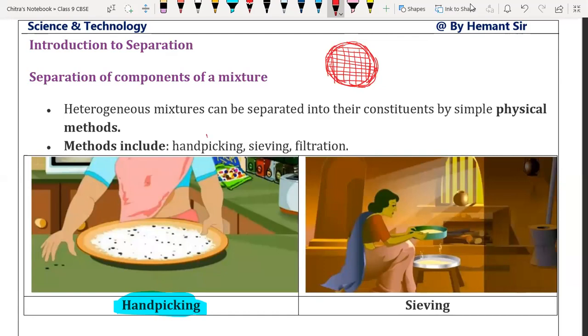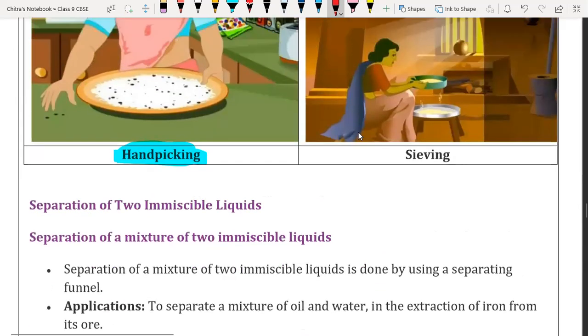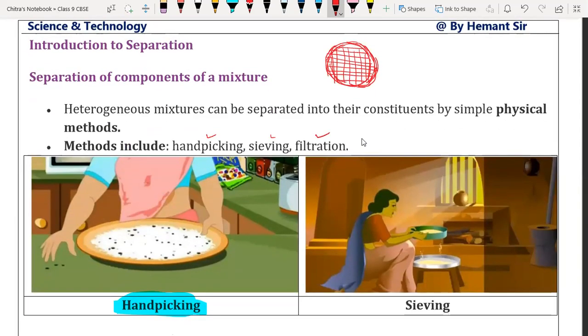So here we have hand picking, sieving, and filtration also. Suppose we have different types of material or soil particles in water or any other substance, we filter it. By the filtration method we can separate that also. So these are the physical methods: one is hand picking, another is sieving, and the third is filtration. Like from tea, we filter the tea leaves when we prepare tea.